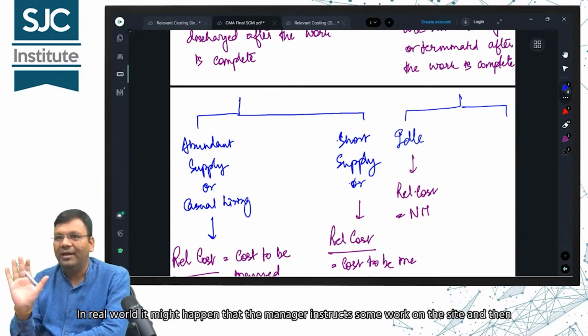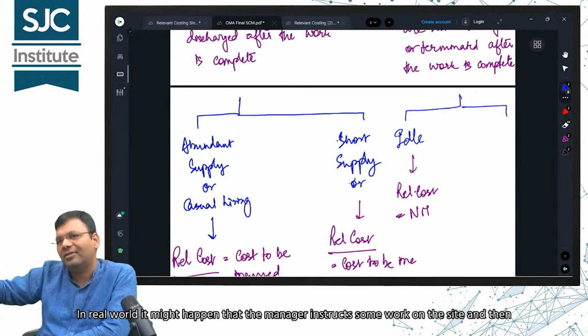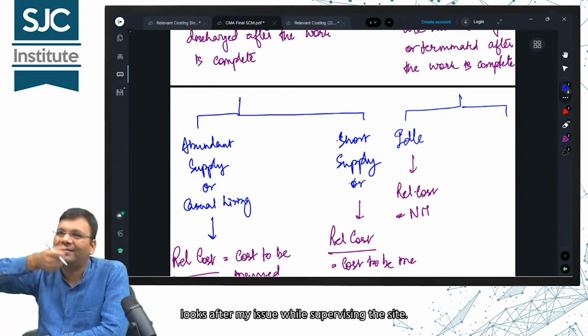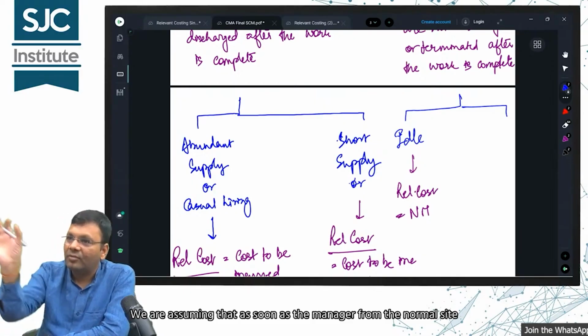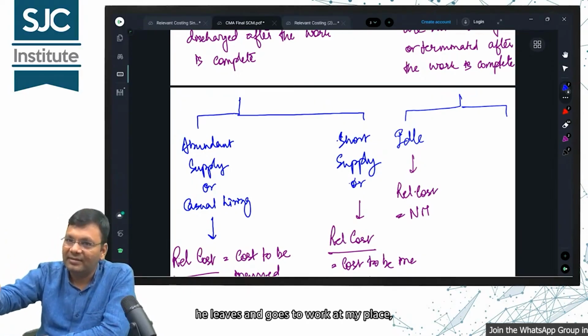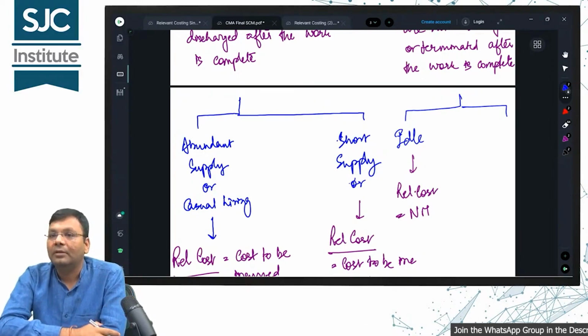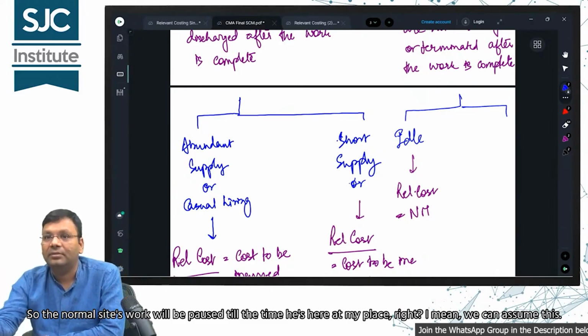In the real world, it might happen that the manager instructs some work on the site and then looks after my issue while supervising the site. We are assuming that as soon as the manager leaves the normal site and goes to work at my place, the normal site's work will be paused till the time he's here at my place, right? I mean, we can assume this.